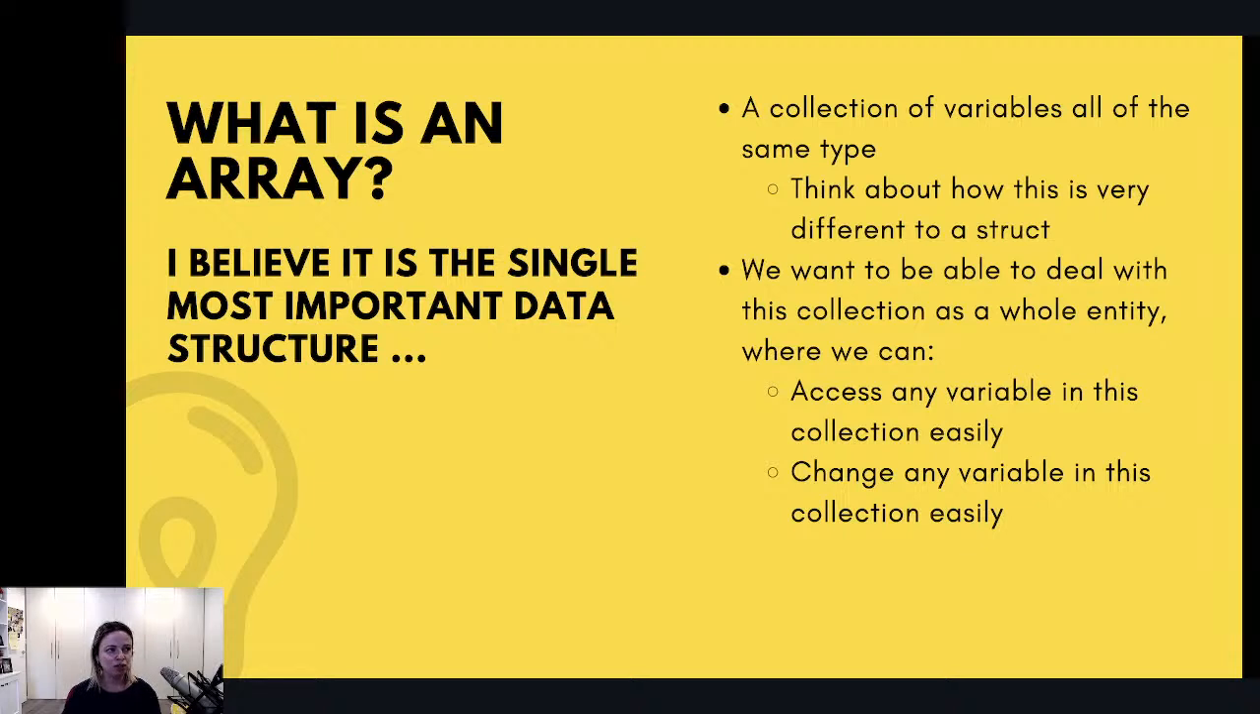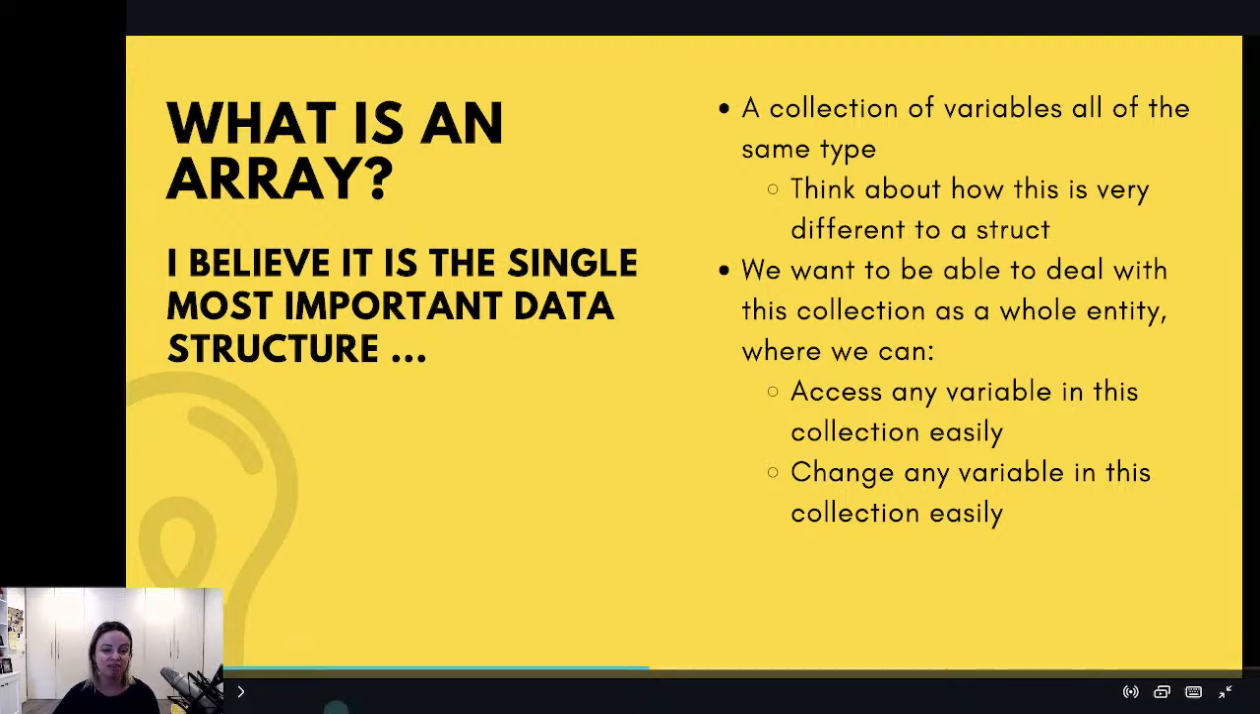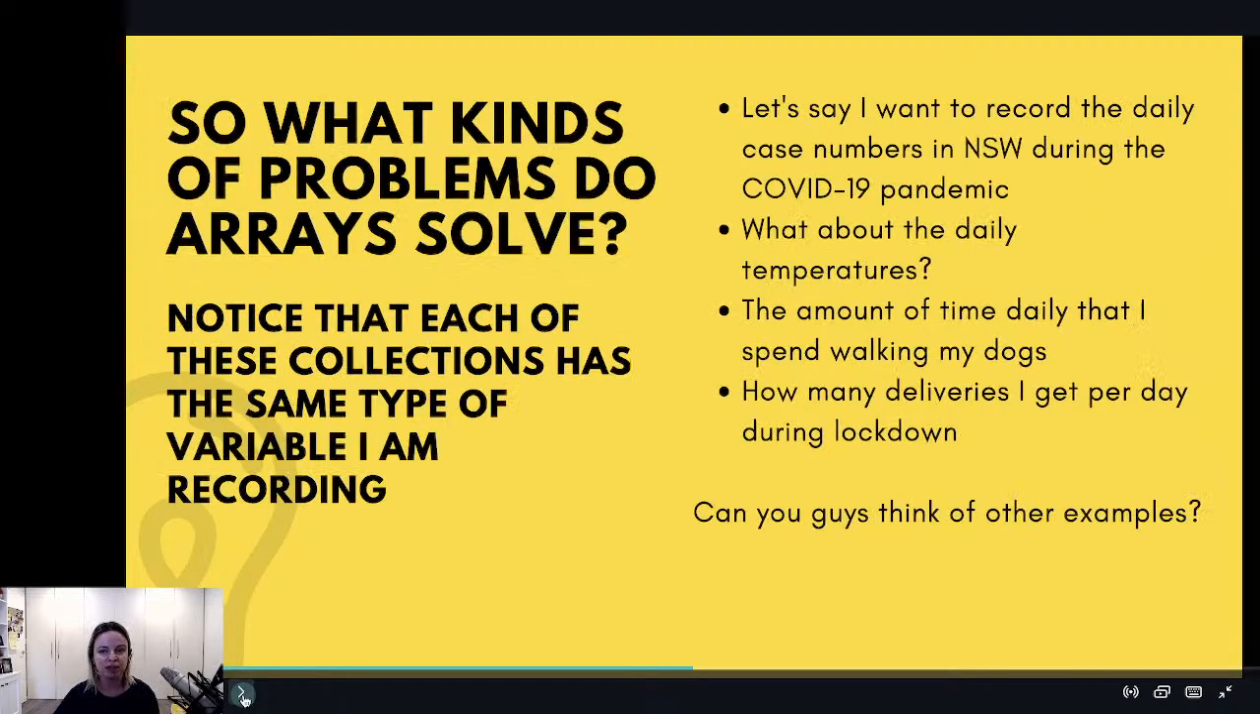If we have a collection of variables, all of the same type, and we want to deal with that collection as a whole, we use an array because it helps us to access any variable and change any variable easily. And the reason it does that is because in memory, the elements of an array are stored one after another. So you can easily go from one to another.